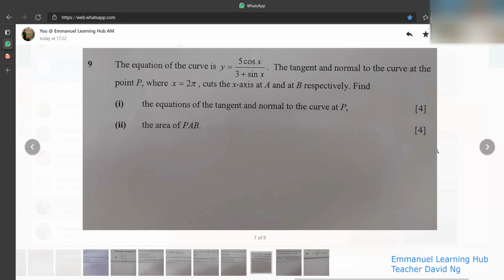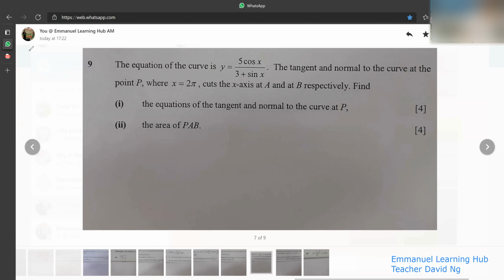Question 9 says that the equation of the curve is 5 cosine x divided by 3 plus sine x. The tangent and normal to the curve at a point P where x equals 2 pi cut the x-axis at A and B respectively. Find the equations of the tangent and normal to the curve at P, and the area of PAB. You only have questions for part 2, right? Yeah. Okay, let me quickly write out the answer here.